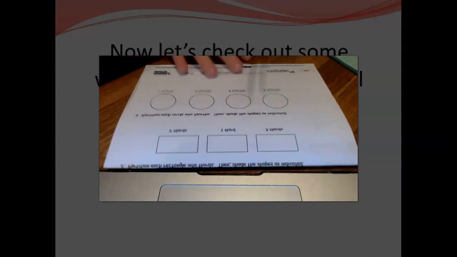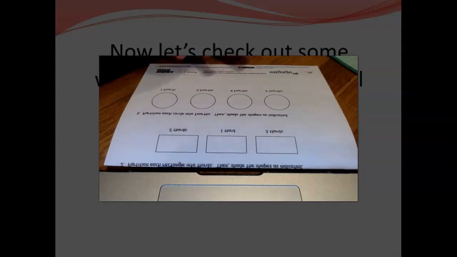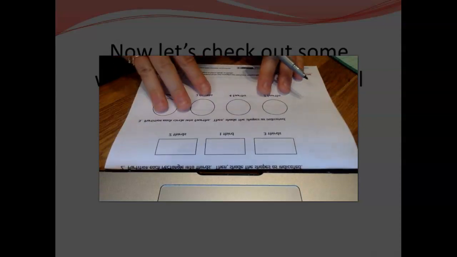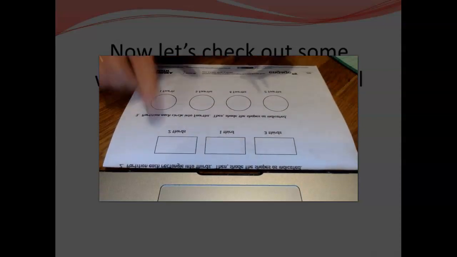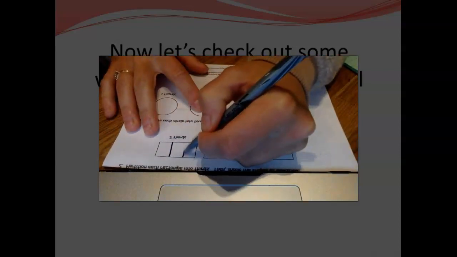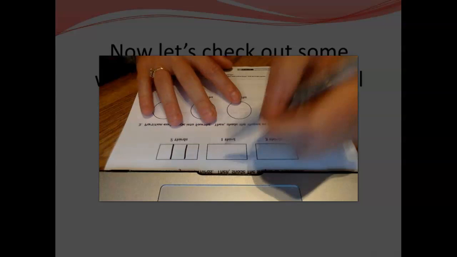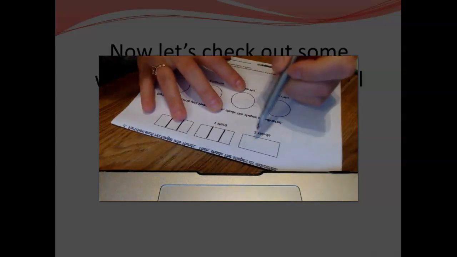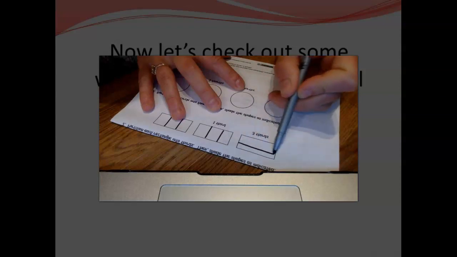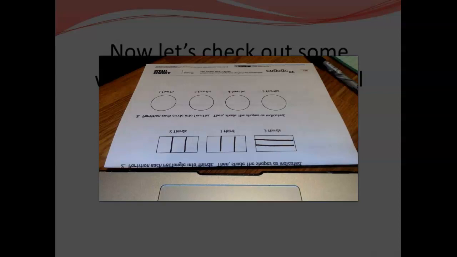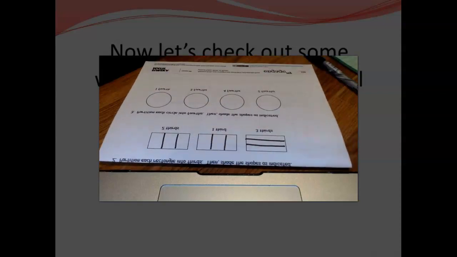Next one says partition each rectangle into thirds, then shade in the shapes as indicated. So I want to split these all into thirds. Remember, when I'm doing thirds, I draw two lines. So I'm going to split this one into thirds. I'm drawing a line here and a line here. I can do them the exact same way for each one, or if you decided you want to do it a different way, you can do it this way as well. Alright, so then I'm going to get a different color to shade it in. So now each of my shapes is split into thirds.